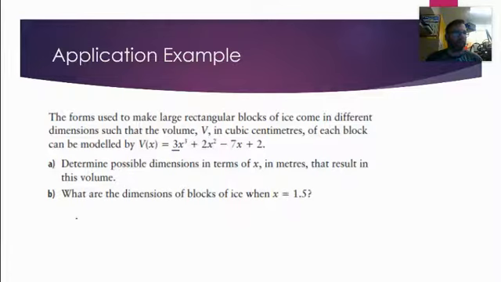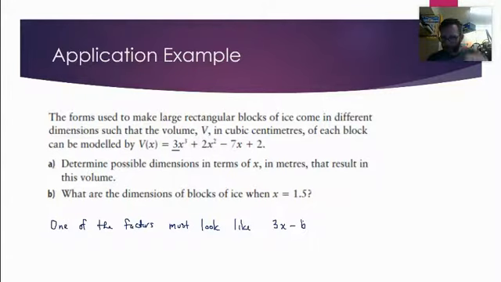since the leading coefficient is 3, what has to be true is that one of the factors has to have a 3 as the leading coefficient. One of the factors must look like this: 3x minus some number b. This has to be true. If you're going to get 3x cubed out front, it's got to be true.